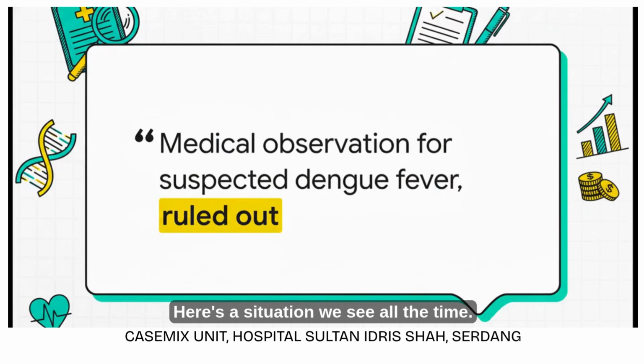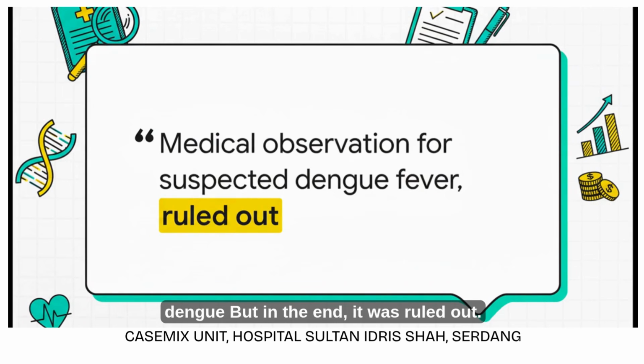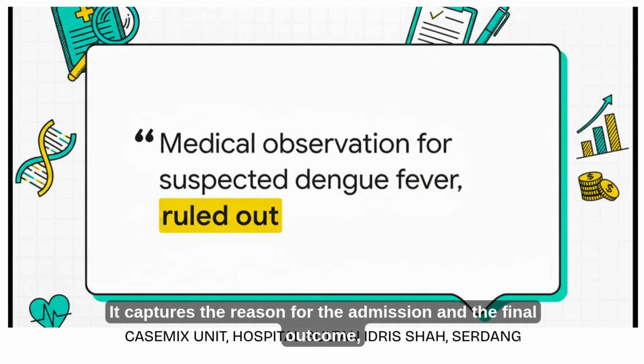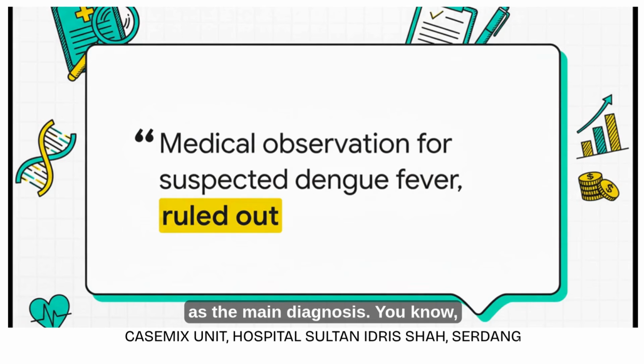Here's a situation we see all the time. The patient was kept for observation because everyone suspected dengue, but in the end, it was ruled out. This phrasing is perfect. It captures the reason for the admission and the final outcome, which allows the right Chapter 24 code to be assigned as the main diagnosis.